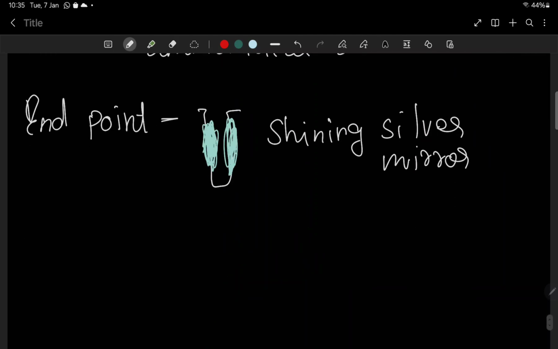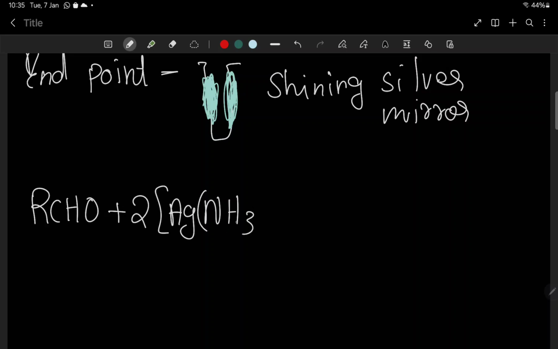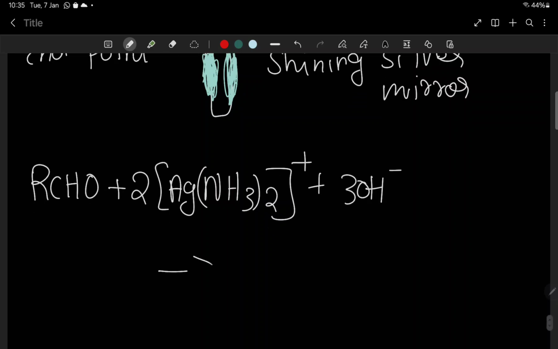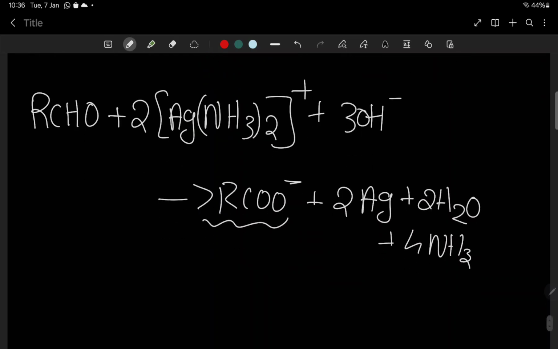The reaction is given here, that is very important. It's RCHO plus 2[Ag(NH3)2]+ plus 3OH minus gives RCOO minus, here the acid is formed, plus 2Ag plus 2H2O plus 4NH3. This is the reaction.